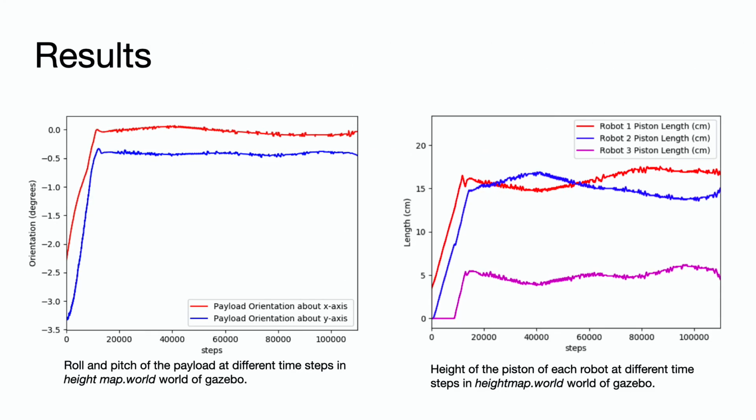The first curve shows the payload orientation and the second curve shows piston lengths of each robot. We can clearly see that by varying the piston lengths we can maintain the payload orientation.